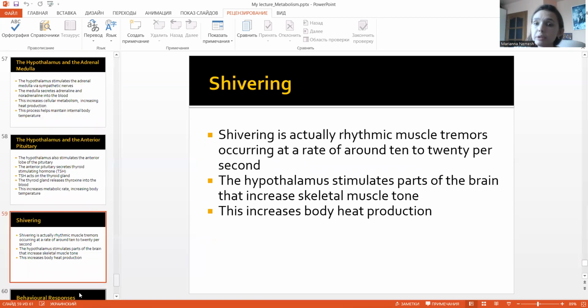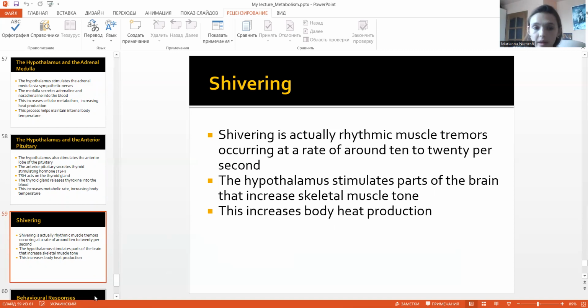Shivering is actually a rhythmic muscle tremor, occurring at a rate of around 10 to 20 per second. During shivering, during this muscle tremor, muscles will contract, and during muscle contraction, we know that energy will be produced and released. The hypothalamus stimulates the part of the brain that increases skeletal muscle tone. This increases body heat production.